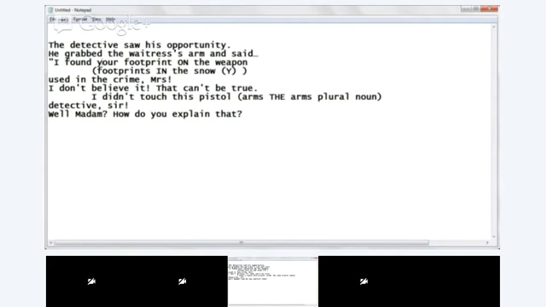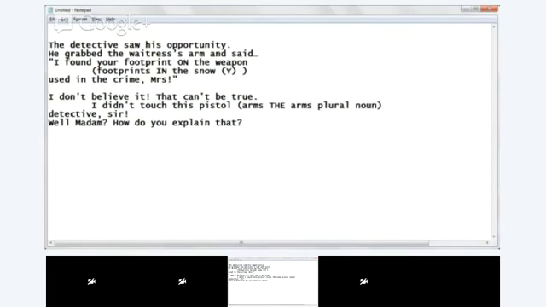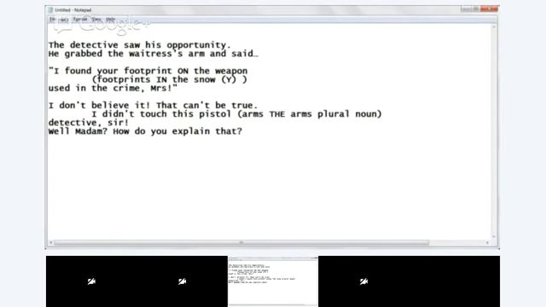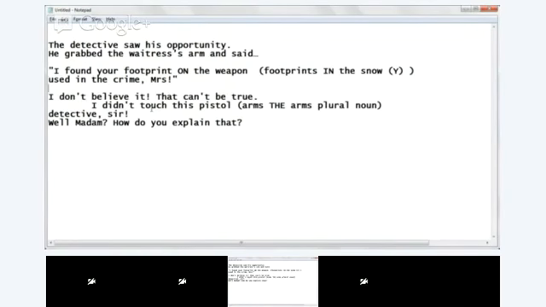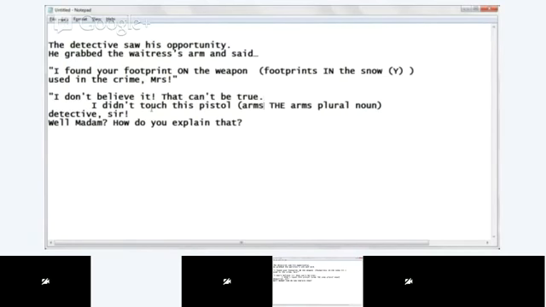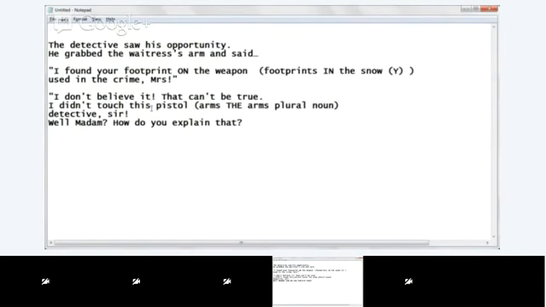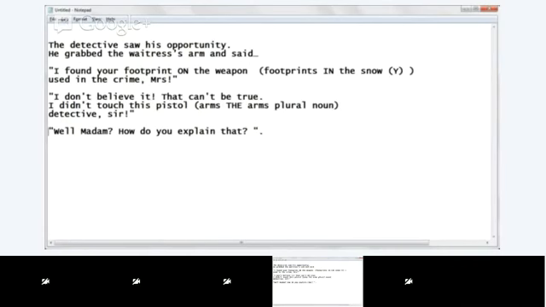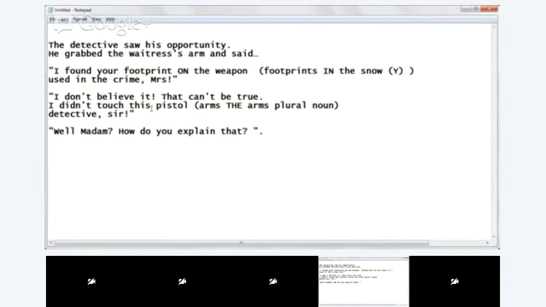The sentence is not correct. If you're asking me, you should say, is the sentence correct? The sentence looks fine, but we have a problem. Look, I found your footprint on the snow used in the crime. I put that into quotation marks because we need to separate the direct speech. So here again, I don't believe it. That can't be true. I didn't touch this pistol, Sir Detective. All of this is direct speech. Now, I would like to put some narrative around it. So, usually we say, said the detective, or something like this. And I want to say that he was pointing at the pistol when he said it. So how can I do this?